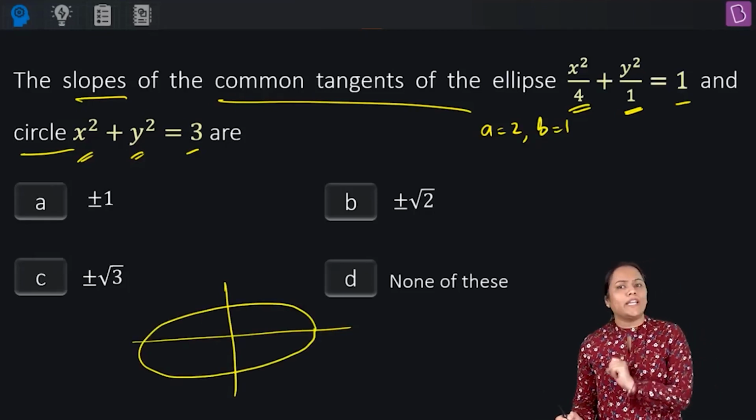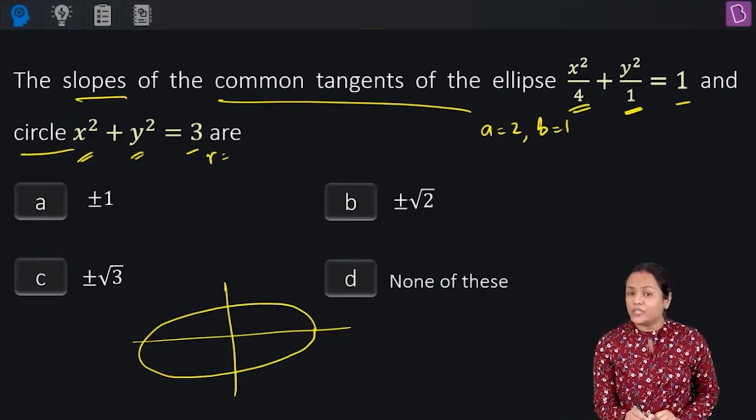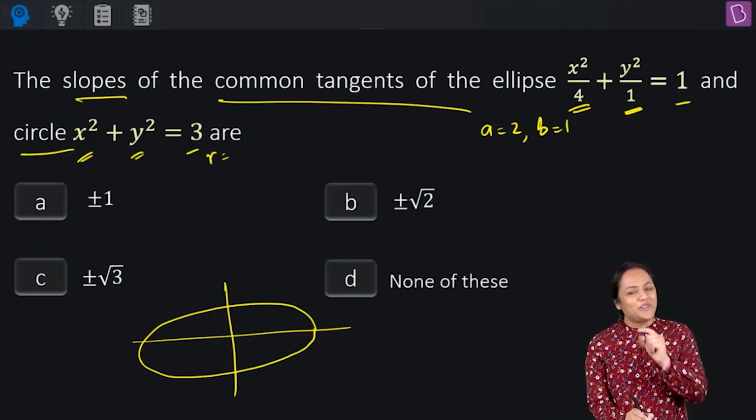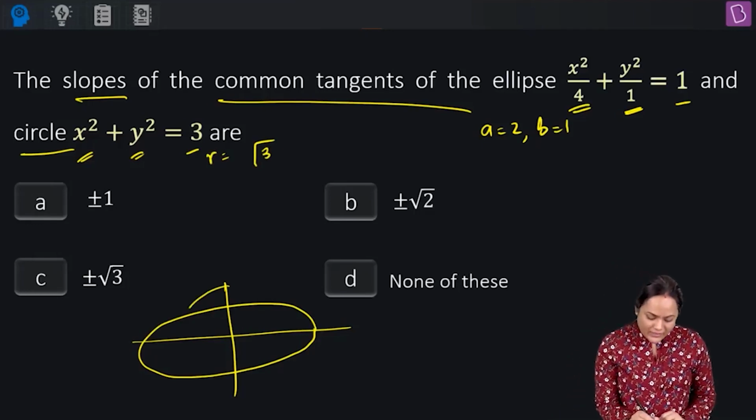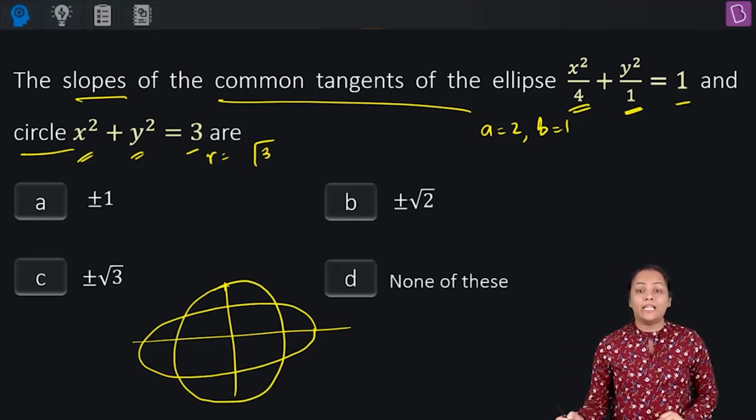And what is the radius of the circle? Well, the radius of the circle is how much? Root 3. That's correct. So I have my radius of the circle as root 3. So my circle will be like this.